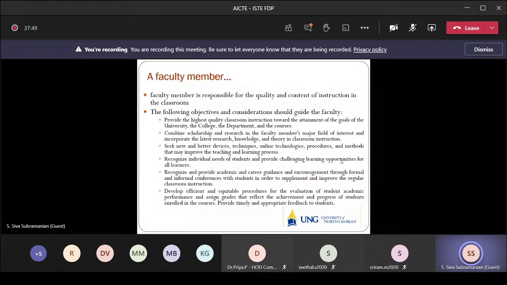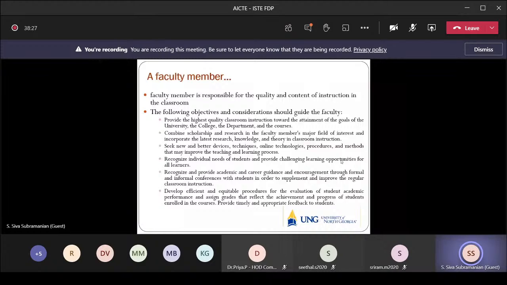When we look at the objectives that guide a faculty, we come across so many universities, and one such university that I want to share with you is the University of North Georgia. On their website itself, you will be able to see these objectives and considerations which should guide the faculty. Look at the points one by one. Point one states the faculty should provide the highest quality classroom instruction towards the attainment of the goals of the institution, the university, the college, the department, and the course. Ultimately, the purpose is getting to the students only.